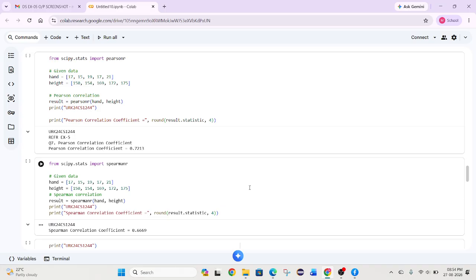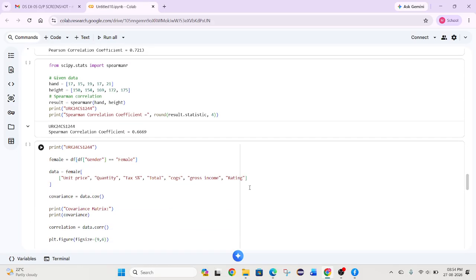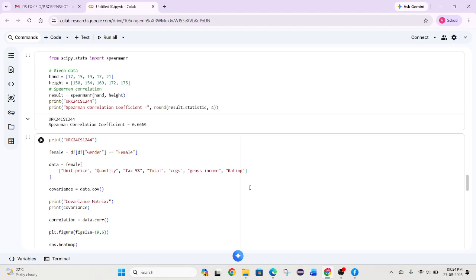Next, the eighth question is to calculate the Spearman correlation instead of Pearson. Pearson mainly measures a linear relationship, but Spearman works with the rank of the values and measures a monotonic relationship. Here we have imported the Spearman function, and this calculates the Spearman correlation coefficient. For this given data, it is approximately 0.669.